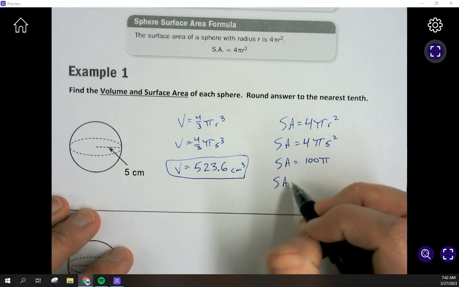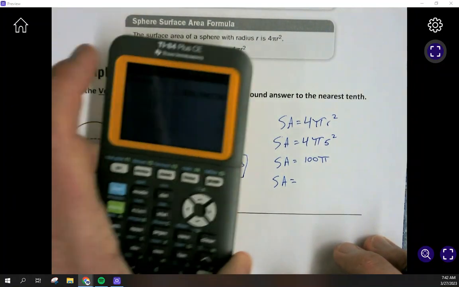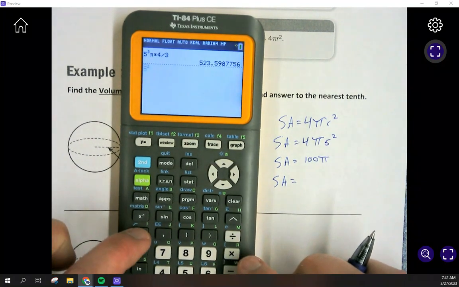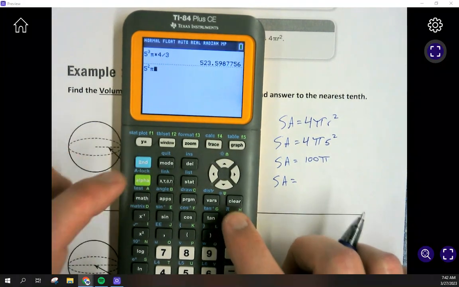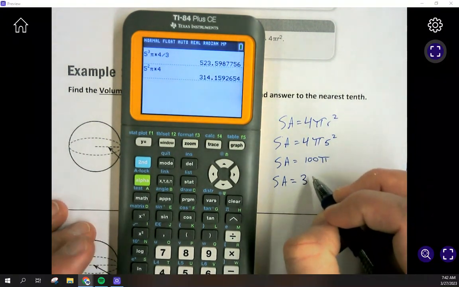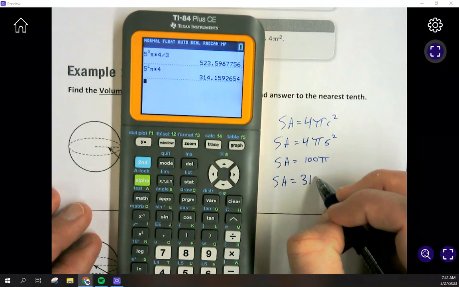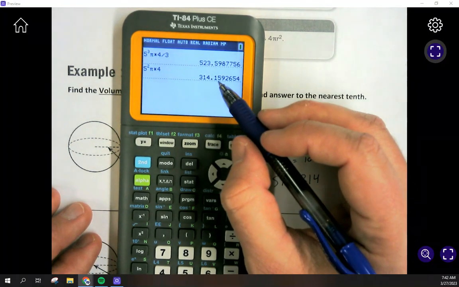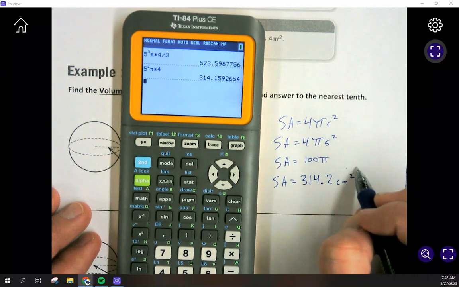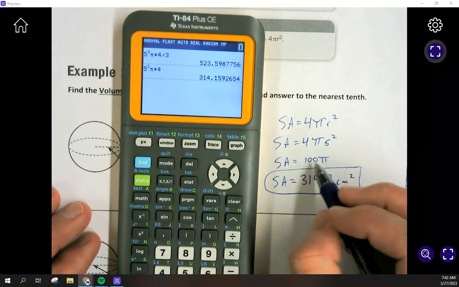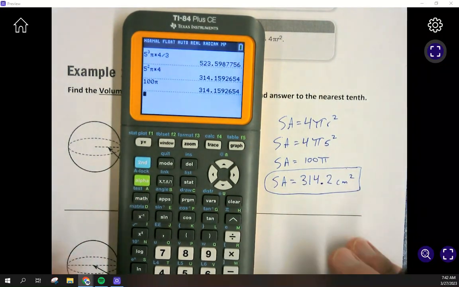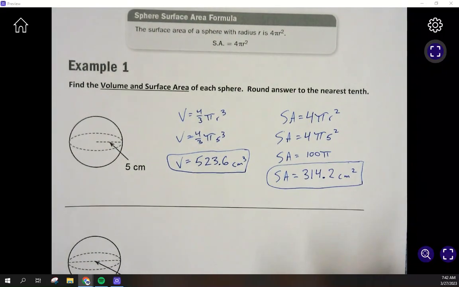But since the directions here did say round to the nearest tenth, we need to go ahead and plug this in. So I'm going to go back to the original. 5 squared times pi times 4, and it's 300. So that's just basically pi times 100, 314.1, the 5 bumps it up to 314.2 centimeters squared. Area is squared. And even if you'd gotten all the way to here, if you just did 100 pi, you would get the same answer. All right, so very straightforward.